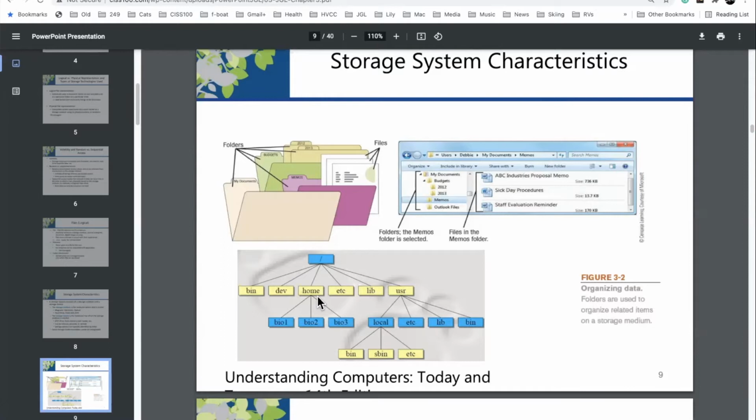We have home, okay, where essentially user accounts are. We're going to look at this. I'll open up my terminal here in just a minute. Also etc, lib, and usr. So on that note, I'm actually going to open up a terminal here.